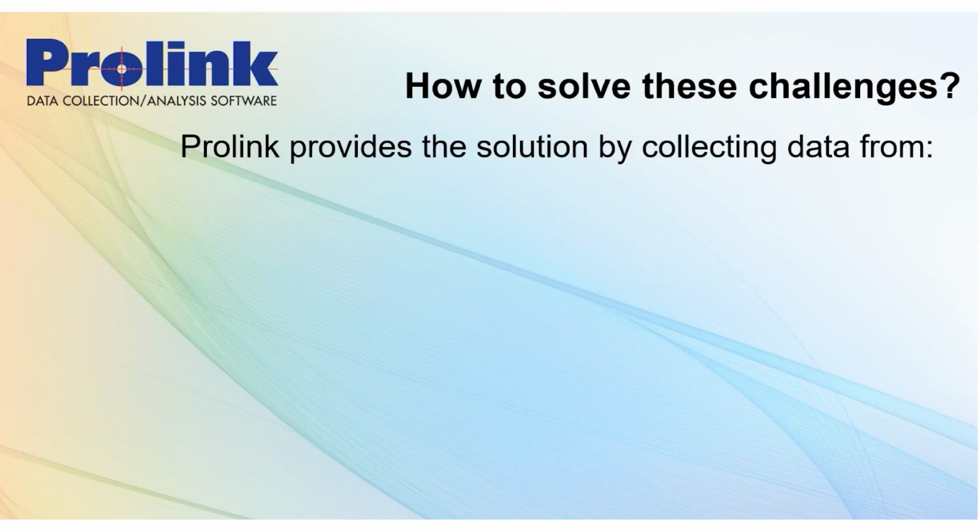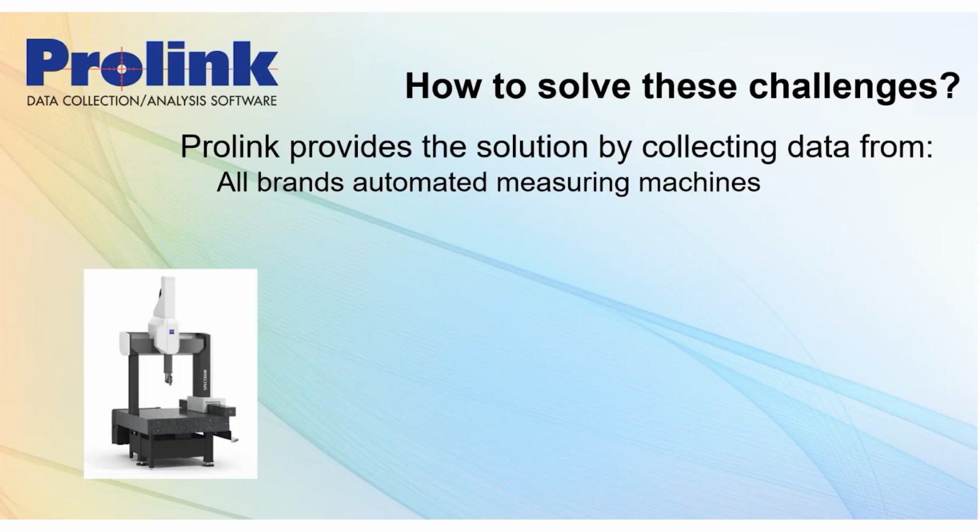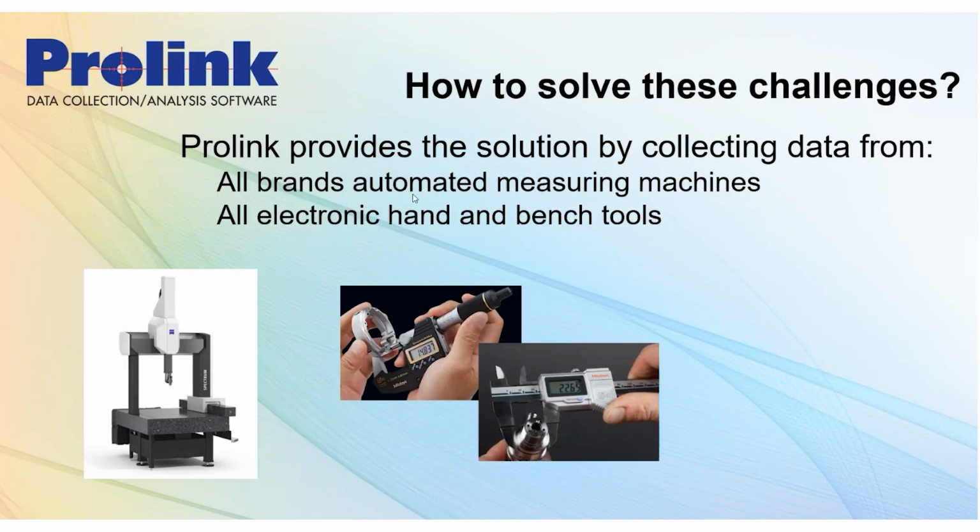Okay, so how do we solve the problems? Well, Prolink provides a solution by collecting data from all brands of measuring machines. We actually support, out of the box, over 320 different brands of CMMs, vision systems, and other types of equipment. We also support any of the electronic hand tools, such as calipers, micrometers, digital indicators, height gauges, etc. All of those things that have digital display, virtually everyone will have a way to output either with a wire or with wireless. We support them all.